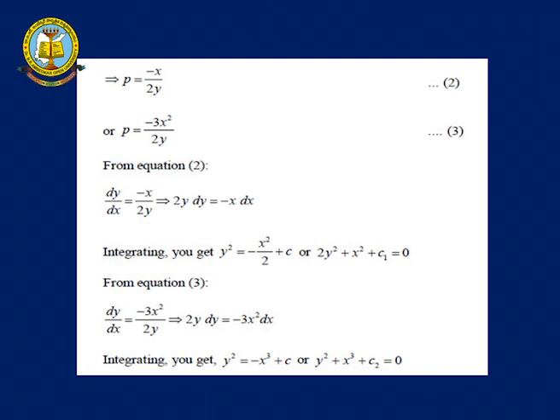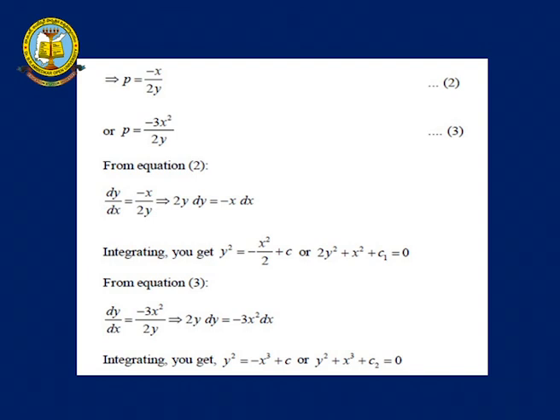Now, let us come to equation 2. We already know that p is nothing but dy by dx. So, dy by dx equal to minus x by 2y. Now, using variable separable, we get 2y dy equal to minus x dx. Now, integrating on both sides, the integration of y dy is y square by 2. The 2 gets cancelled and we get y square, and x dx is x square by 2. Taking the LCM of 2, we get 2y square plus x square plus c1 equal to 0.